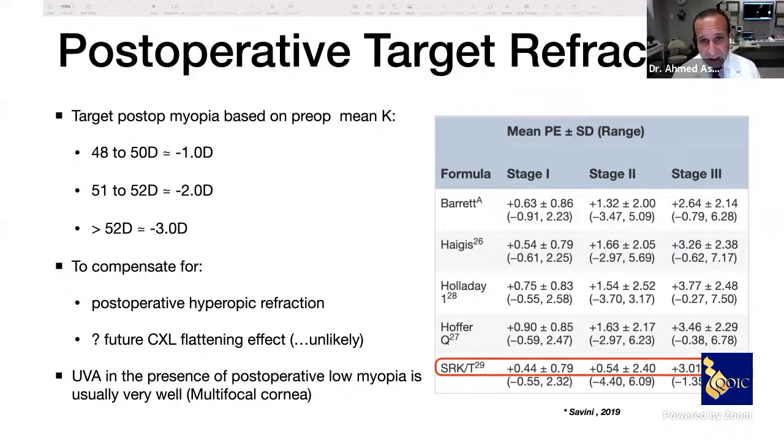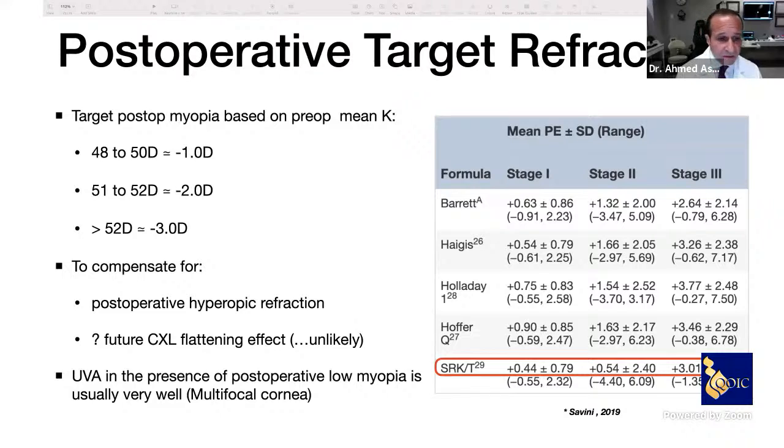For example, this depends on the K reading. For mild cases of keratoconus, we shall target around 1 diopter of myopia. For moderate cases, we shall target around 2 diopters of myopia. And for advanced cases of keratoconus, like K readings of 52 or more, we shall target 3 diopters of myopia or more. And this is to compensate for the potential hyperopic shift and maybe a future cross-linking flattening effect, which is unlikely in this age group of patients, but just in case the patient receives future corneal cross-linking.